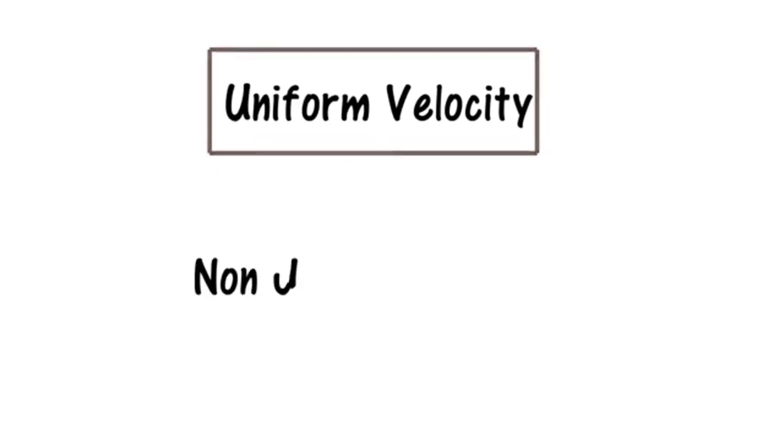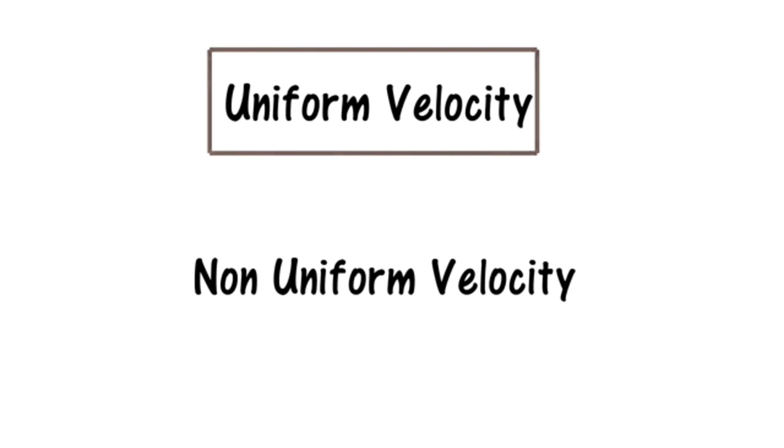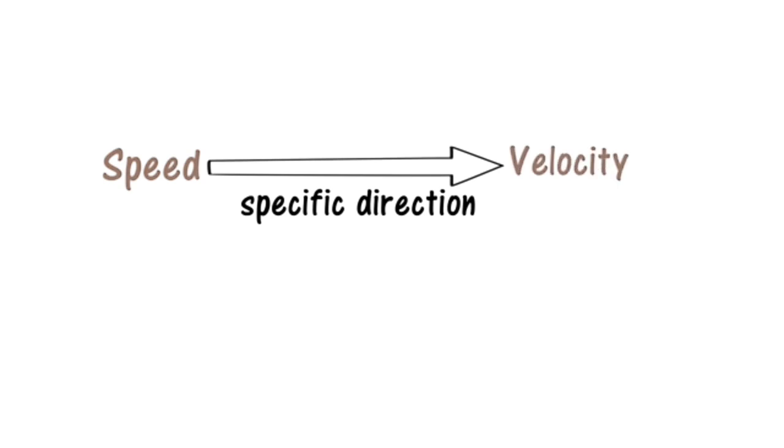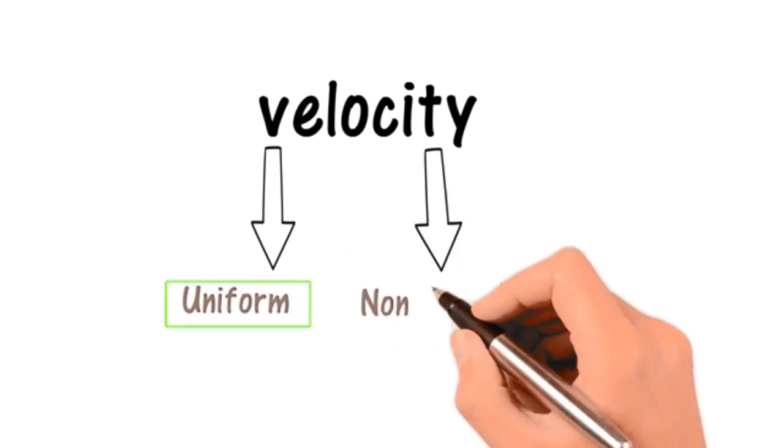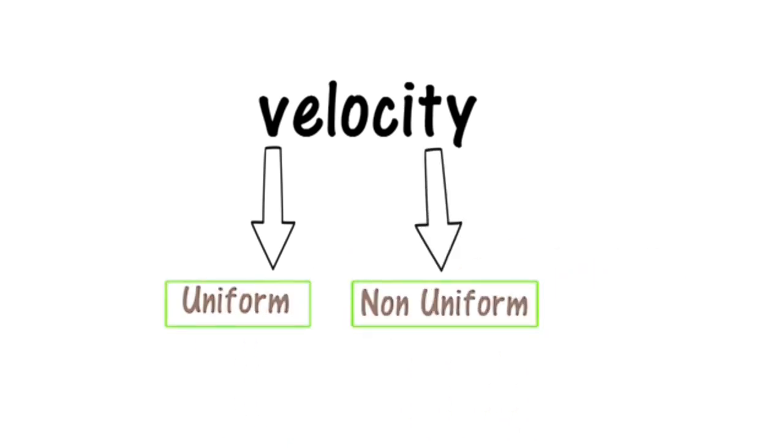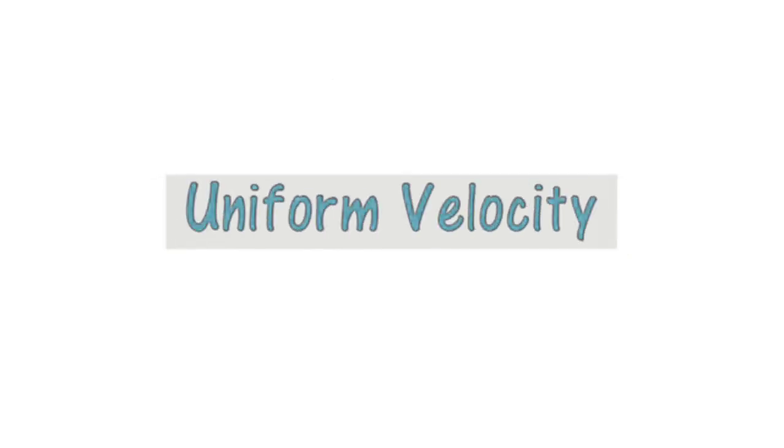What is uniform velocity and what is non-uniform velocity? As we know, speed in a specific direction gives us velocity. Now remember, velocity may be uniform, or we can say velocity may be non-uniform. Now if someone asks me what is uniform velocity, then I will give him an example.